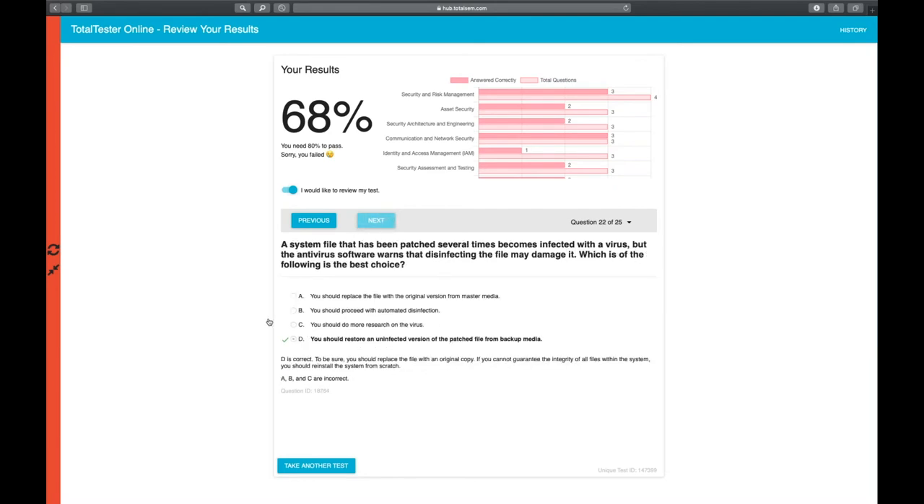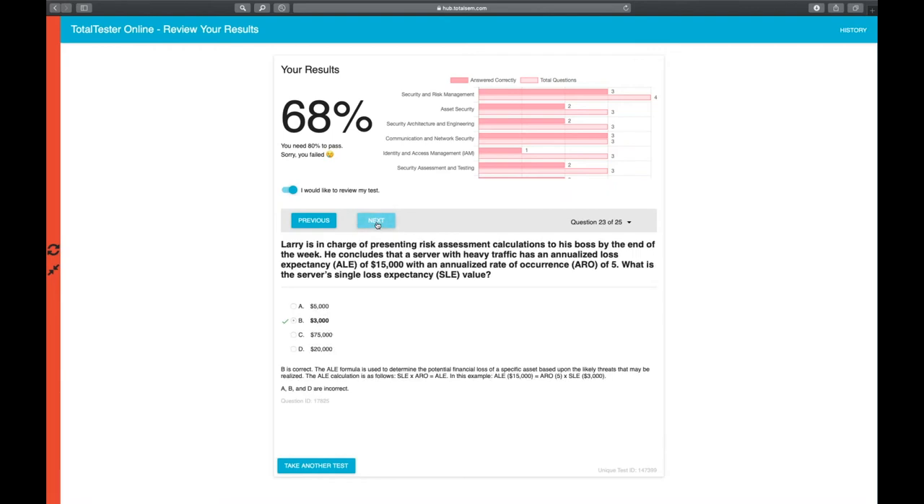Yeah, this one was pretty easy for us. Restore an uninfected version of the patch from a file backup. This was a layup too.